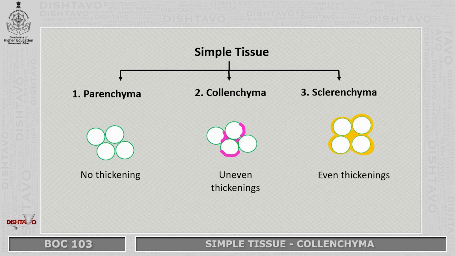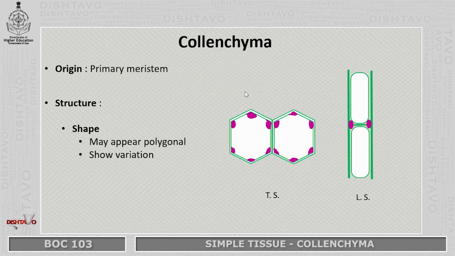Now in module number 3, we have already seen that the simple tissues are subdivided into 3 types based on their cell wall thickenings. The first type is parenchyma tissue, wherein you will see no thickenings on the cell wall. The second one, the collenchyma tissue, has a cell wall showing uneven thickenings. In the third, the cell walls are evenly thickened. In this particular module, we are going to study in detail the collenchyma tissue.